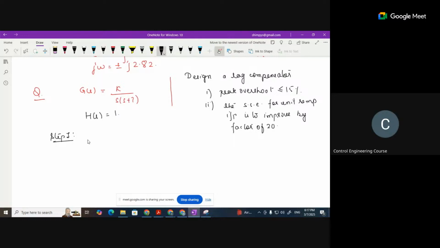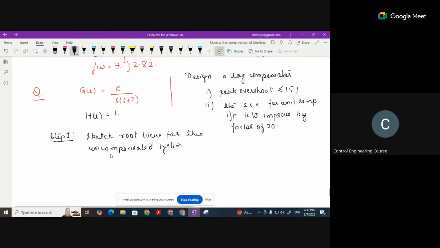So what is step one? We have to sketch the root locus for this uncompensated system. Shall we do it quickly? How to plot it will be a revision of what we have done in the previous class.